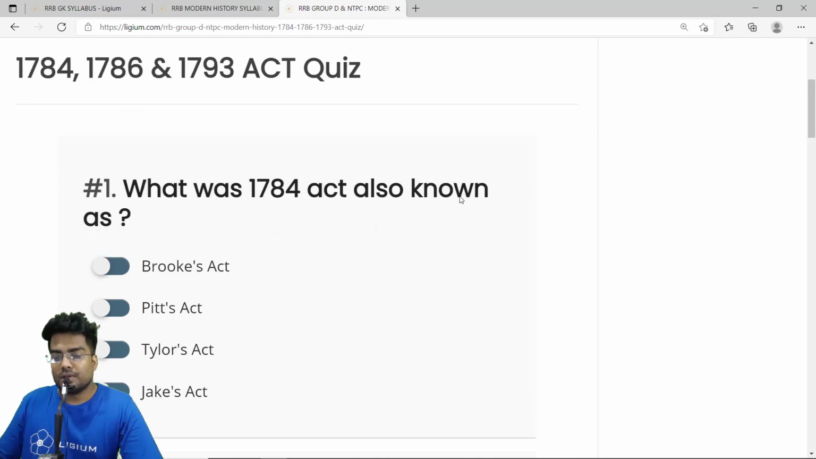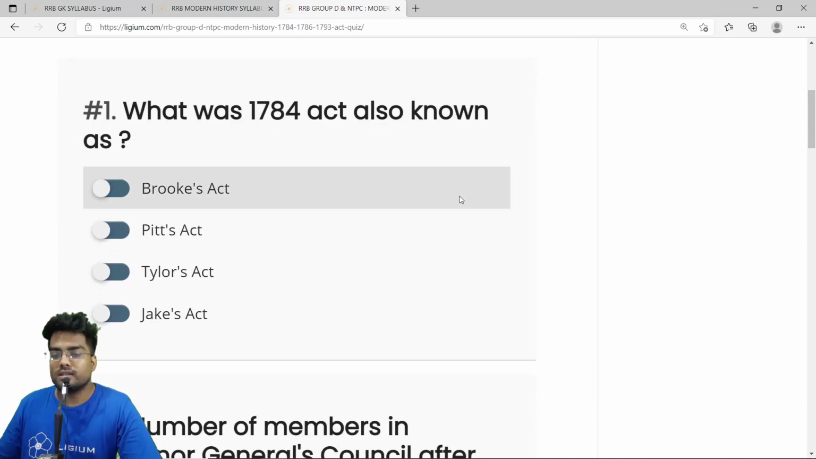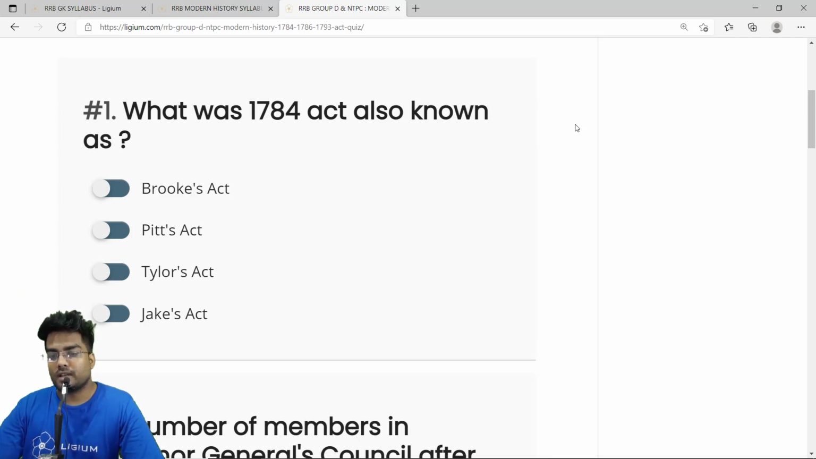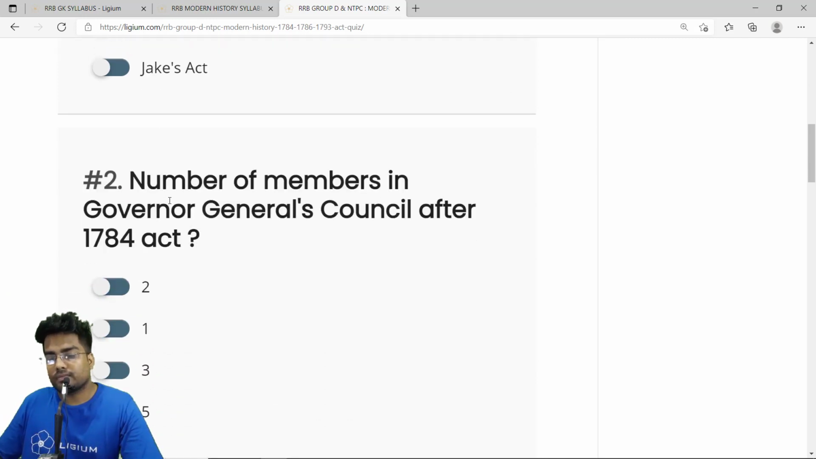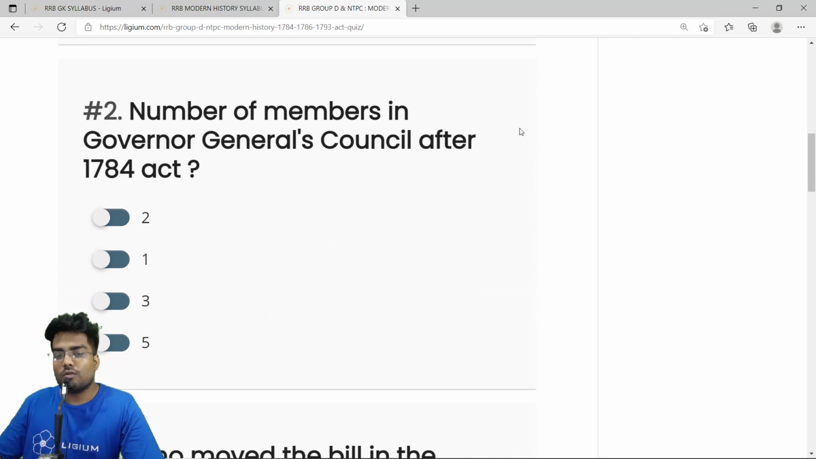So we are going to begin with the first question. What was 1784 Act also known as? So it was known as the Pitt's Act. It was staged by the person called William Pitt, who was also the British Prime Minister. He was the one who brought the Pitt's Act. So the correct answer is the Act of 1784 is also known as the Pitt's Act. Option B, Pitt's Act.